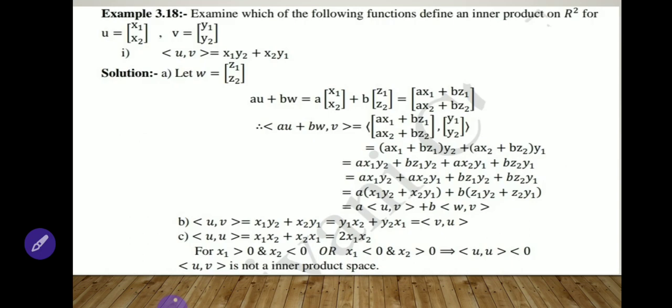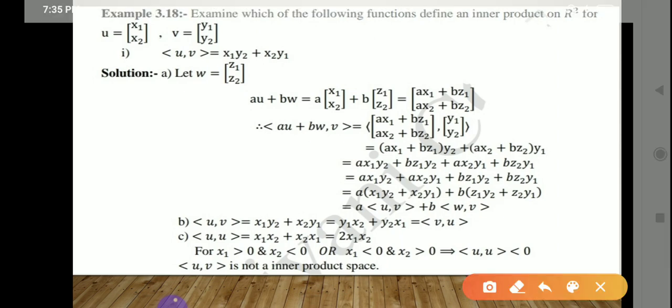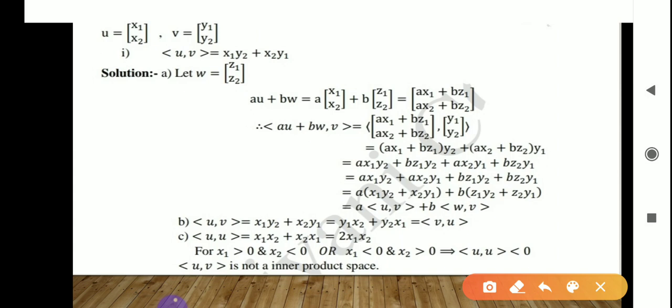So the first problem is here: examine which of the following functions defines an inner product on R2 for u equal to (x1, x2), v equal to (y1, y2). Okay, so here u is given as (x1, x2), v equal to (y1, y2), and the inner product of u, v is defined in the problem, that is, inner product of u, v can be written as x1 y2 plus x2 y1.